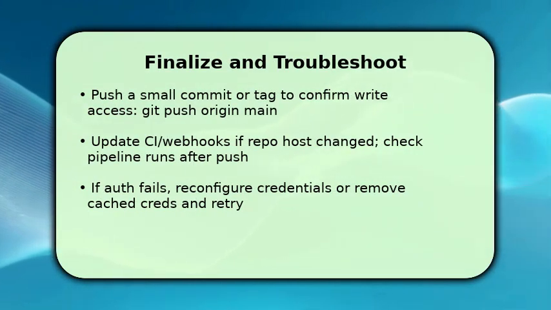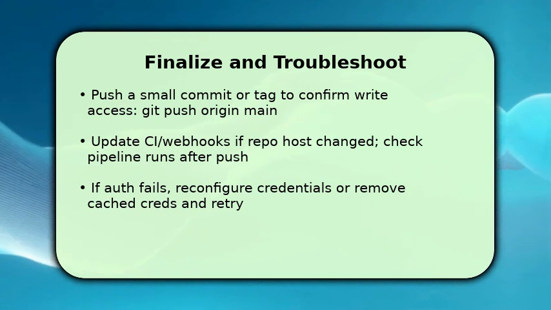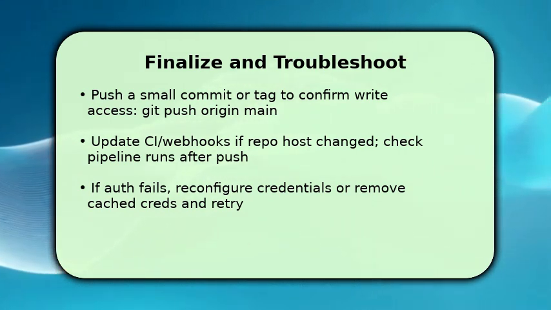Push a small commit or tag to the updated remote and confirm your continuous integration or webhooks are still pointing correctly. Once the push succeeds, update any documentation or collaborator instructions referencing the old link.